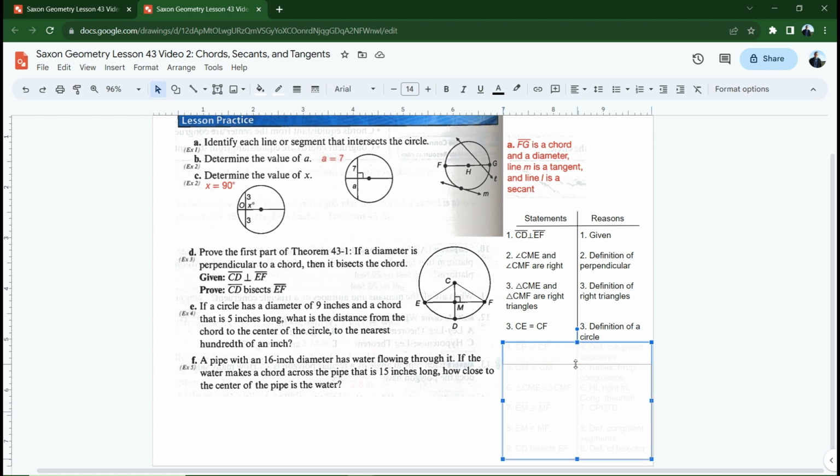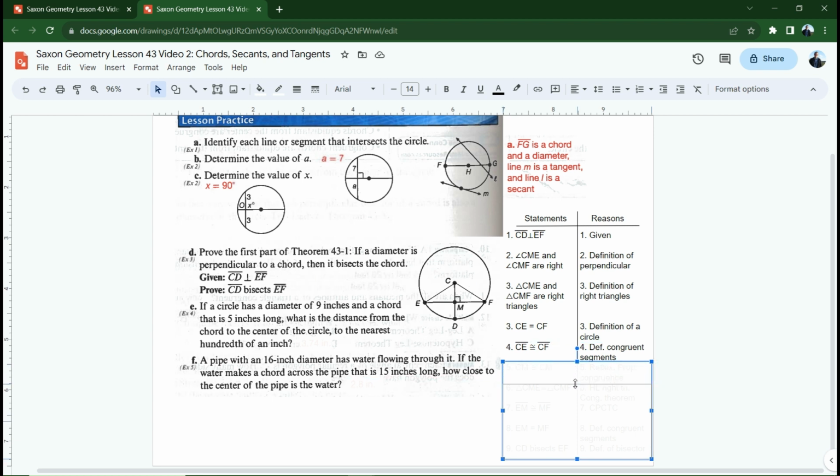And now here's one of those nitpicky things. I really have to say they're congruent. I can't just say that they're equal. So I'm going to restate it, but this time I'm going to state it in terms of congruence. And that's the definition of congruent segments. Okay, so what do I know? I know that these are right triangles, and I know that CE and CF are congruent. The hypotenuses of these triangles are congruent.